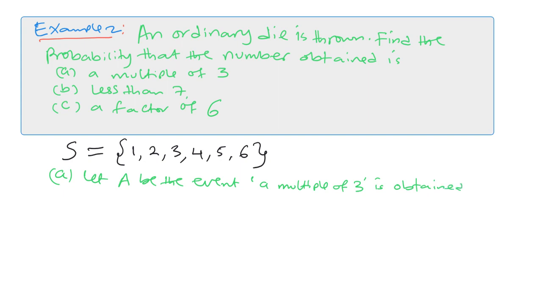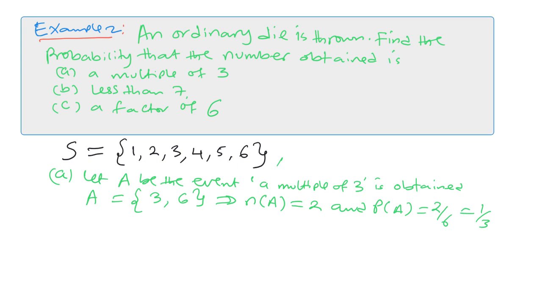Now we shall talk about A having the elements multiples of 3. I have 3 and 6 from that sample space, because 3 times 1 is 3 and 3 times 2 is 6. So the number of A is 2, and the probability of A is 2 out of 6, which is equal to a third. Remember here, the number of the sample space equals 6. We define probability of A as number of A over number of sample space.